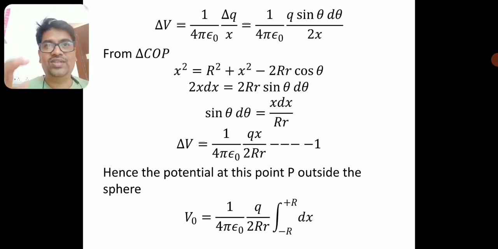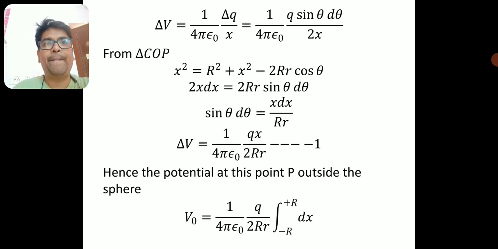So x square is equal to R square plus r square minus 2Rr cos theta. You should remember this. After writing the x square equation, let us differentiate this. If I differentiate this, the left hand side becomes 2x dx. R square is a constant, leave it off.